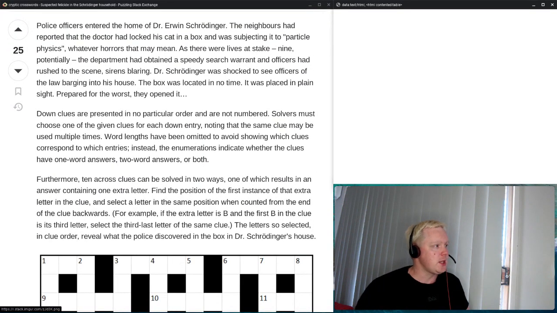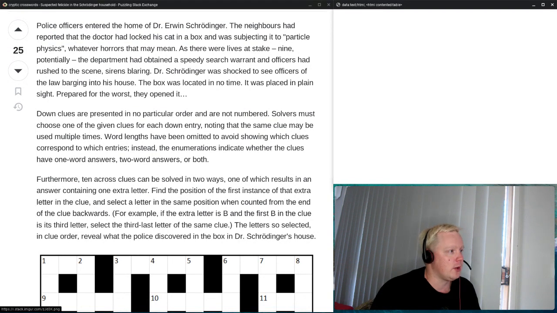So, police officers entered the home of Dr. Erwin Schrödinger. The neighbors had reported that the doctor had locked his cat in a box and was subjecting it to particle physics, whatever horrors that may mean. As there were lives at stake, 9 potentially, the department had obtained a speedy search warrant and officers had rushed to the scene, sirens blaring.